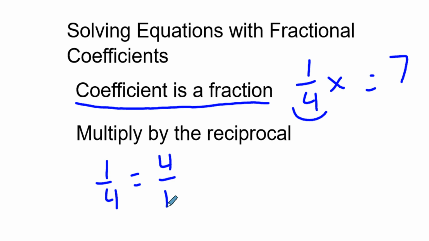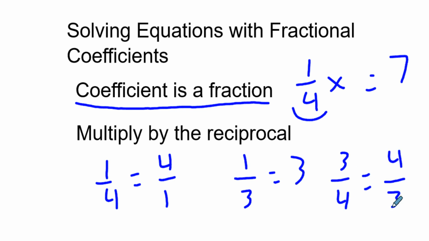So for instance, the reciprocal of 1/3 could just be 3. The reciprocal of 3/4 is going to be 4/3. So we just flip it, and we multiply by the reciprocal.